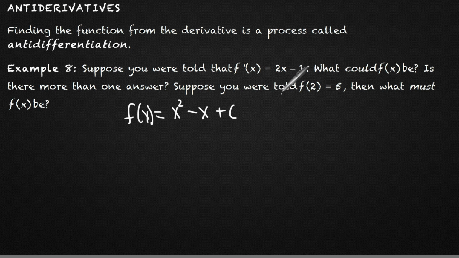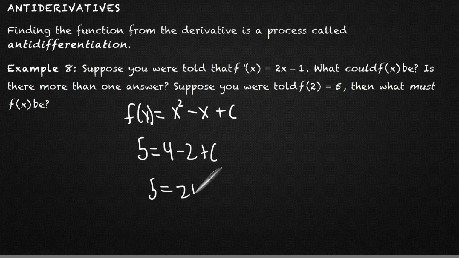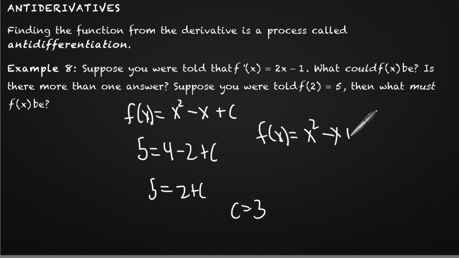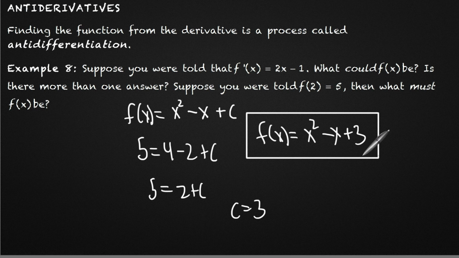However, suppose you were told f of 2 equals 5. Well, now we can find out what this c is. So y is 5, 2 squared is 4, minus 2 plus c, so 5 equals 2 plus c. c equals 3, so therefore f of x must be x squared minus x plus 3. And so when you have an initial condition, you're able to find out exactly what the original function is.